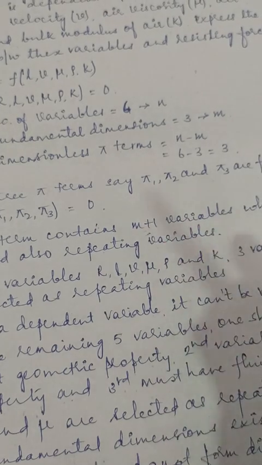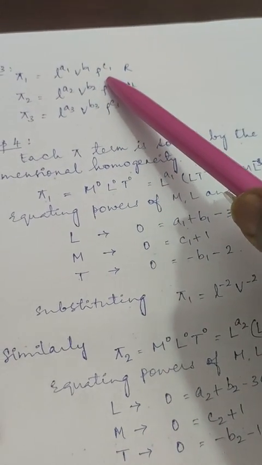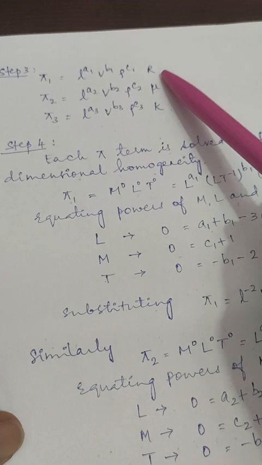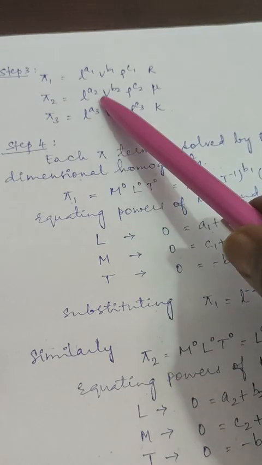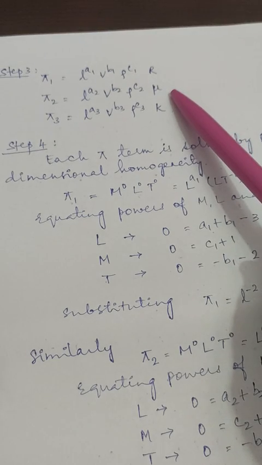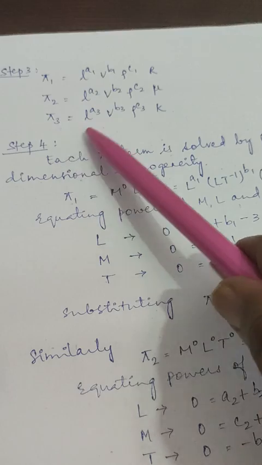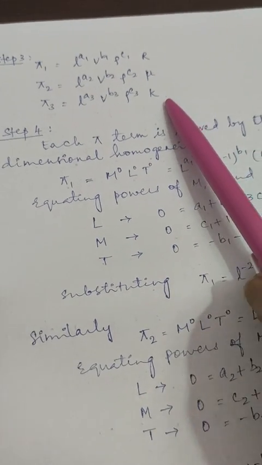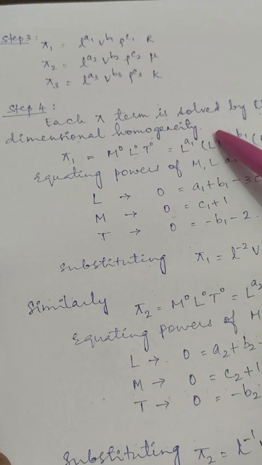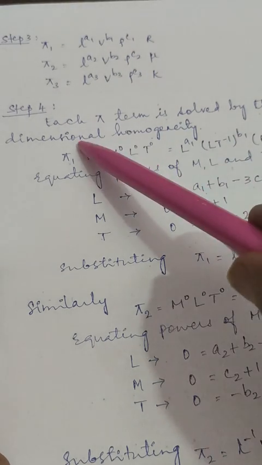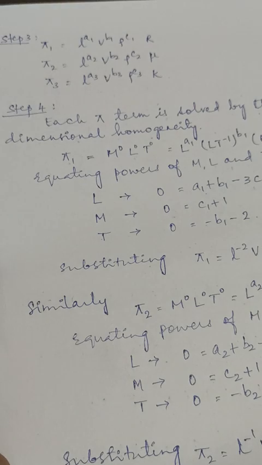Out of 4, 3 of them are repeating variables. So L, V, and rho are the repeating variables, and the other variable we have written here. Once again in the pi 2 term, L, V, and rho are the repeating variables. We are writing one more variable. In pi 3, once again we have 3 repeating variables and one more variable here. Then coming to step 4, each pi term is solved by the principle of dimensional homogeneity.